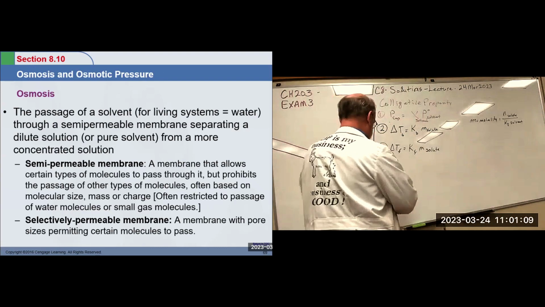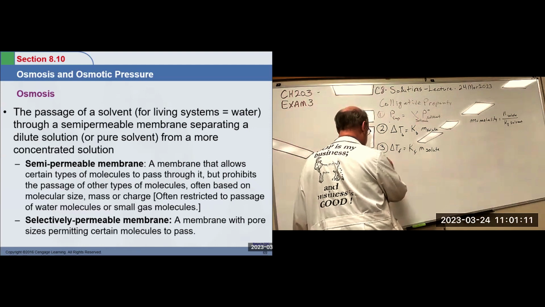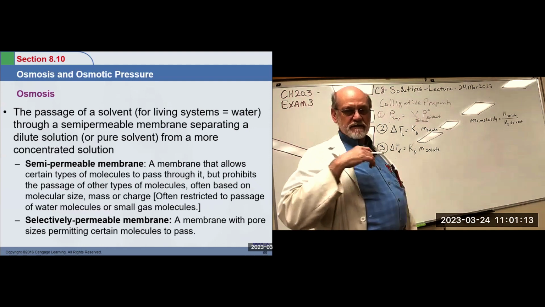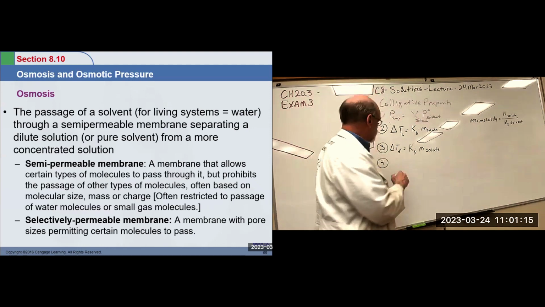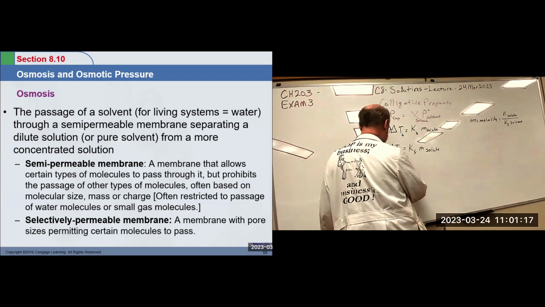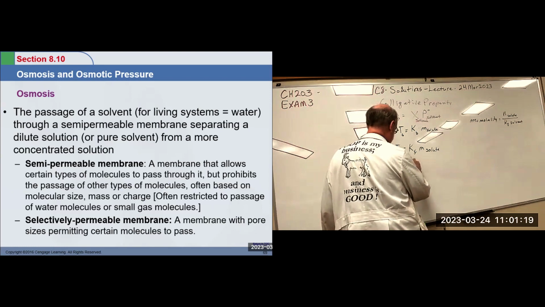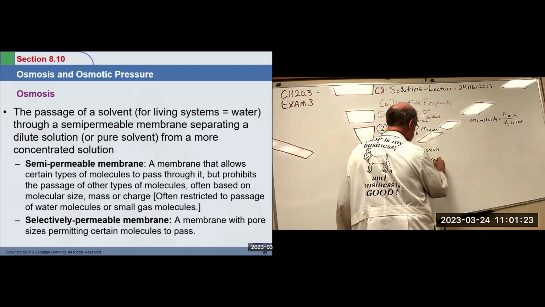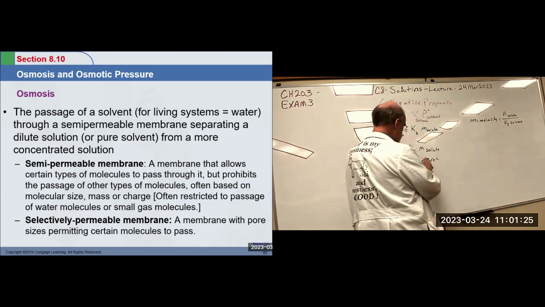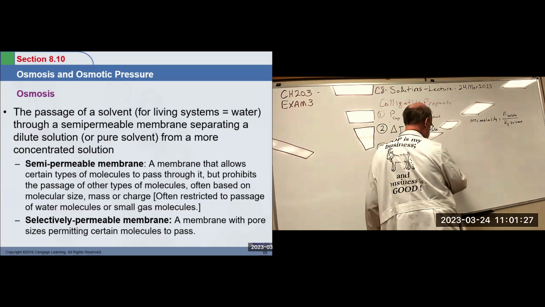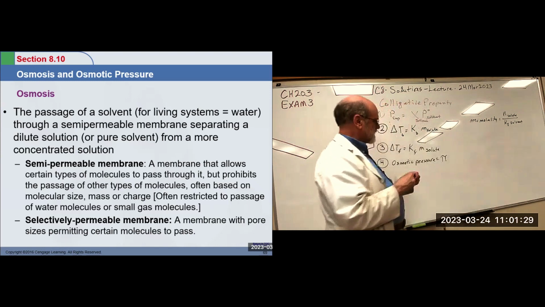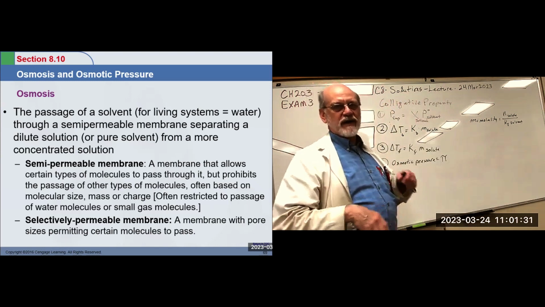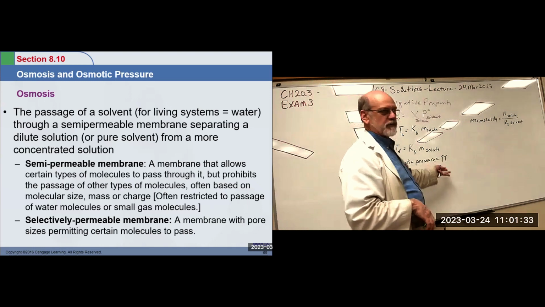And the last one is osmotic pressure. This needs some explaining, but the symbol we use for osmotic pressure is the same one as pi, and pi r squared. We use pi for osmotic pressure.